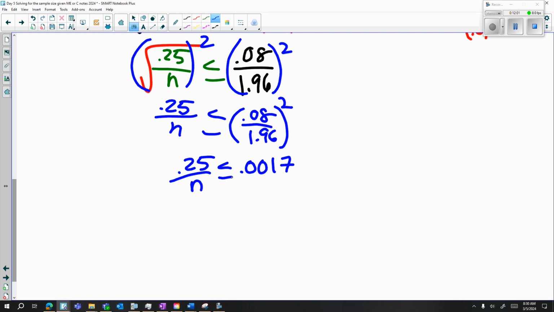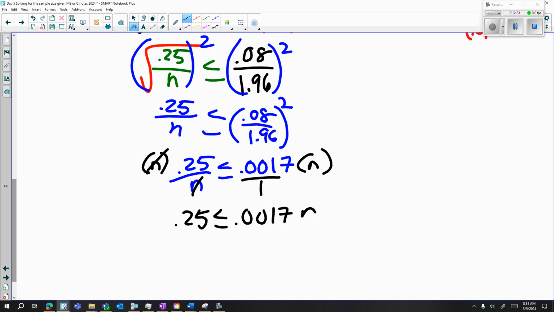All right. So do you see how we have n in the denominator here? Now I would do what? What do you recommend? Yeah, I'm going to multiply both sides by n. I still want to maintain the order of the inequality sign, so I'm not going to cross multiply totally because then you might get confused by the order. So now that n basically is going to go on the right-hand side. So 0.25 is less than or equal to 0.0017n.